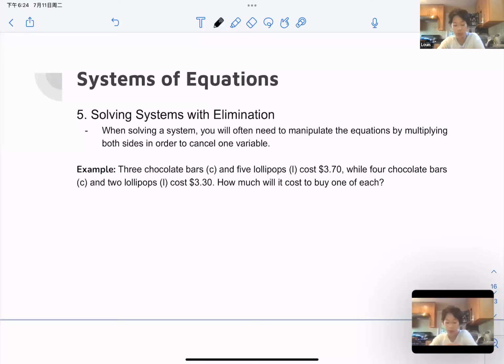Okay, so I will do this problem now. 3 chocolate bars, C, and 5 lollipops, L, cost $3.70. And 4 chocolate bars and 2 lollipops cost $3.30. How much will it cost to buy one of each? Or how much will it cost to buy one chocolate bar and 1 lollipop?